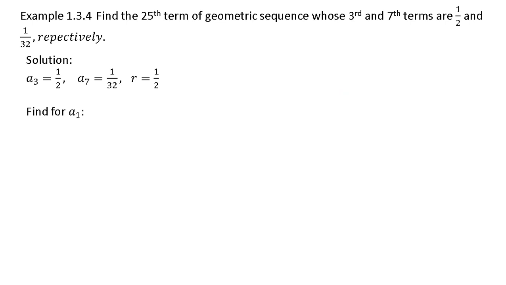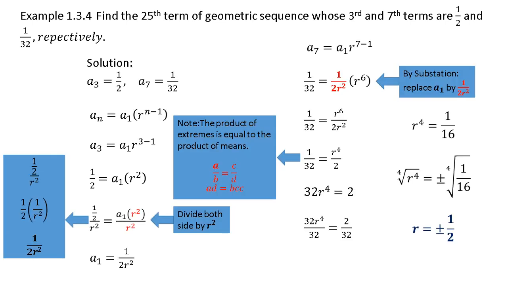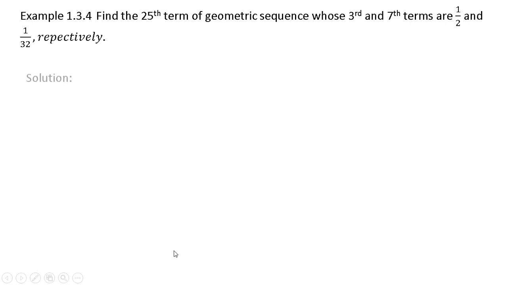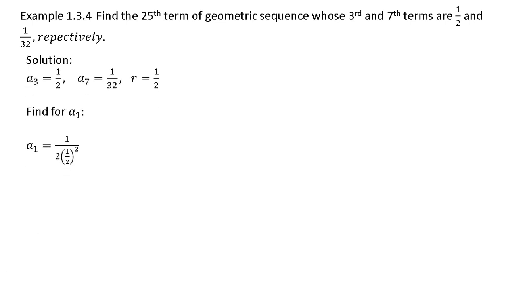Find for a sub 1. Using sa kaganina, I'll just get back to this. Here, kaning a sub 1 equals 1 over 2r squared. Using that, we'll get the value of a sub 1. So, 1 over 2r squared. Our r is 1 half. So, we have 1 over 2 fourths. Nganong 2 fourths? This is 1 half squared is 1 times 1 is 1 over 2 times 2 is 4. So we have 2 fourths.